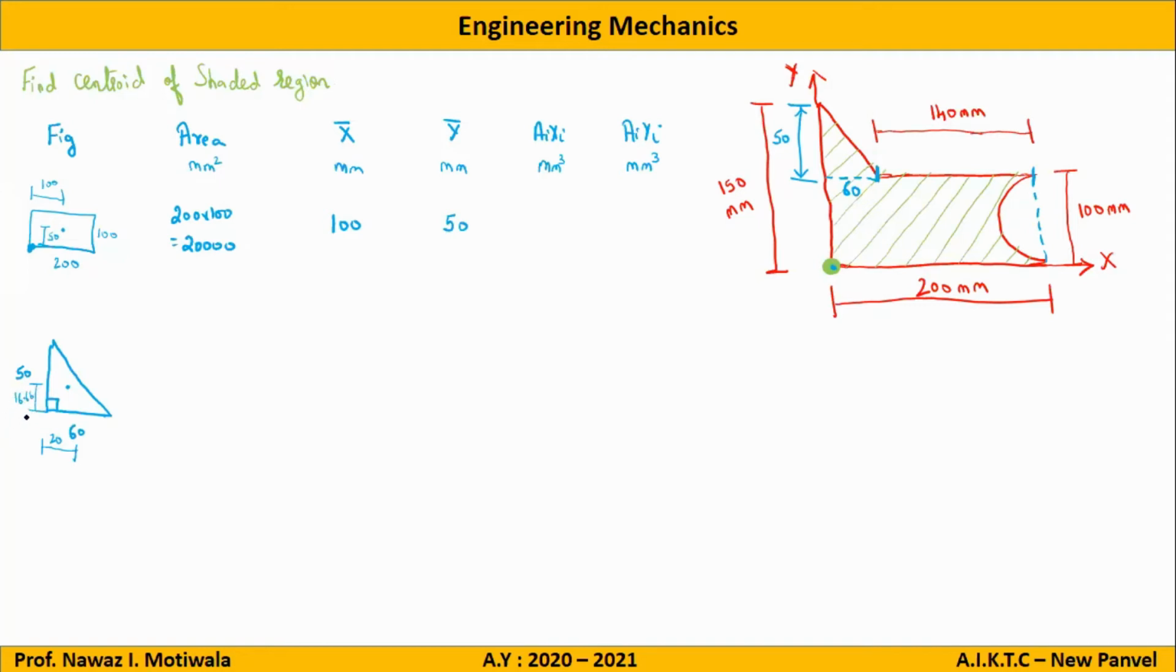Now, these dimensions which we have calculated, 16.66 and 20, are from which point? These are from this point, which is making a right angle triangle. Now, locate this point in our main figure. This is this one, and the centroid is somewhere here. Now, we need the distance of this point from our reference. So, let me make some reference lines.